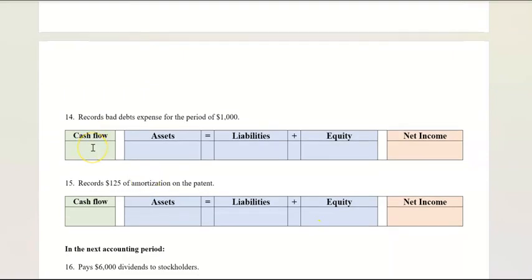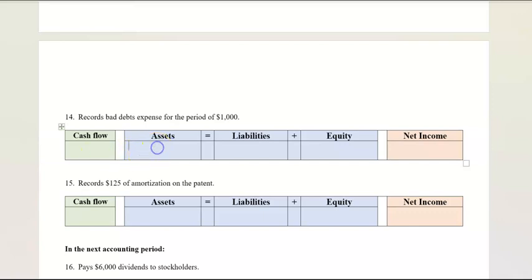14, the company records bad debts expense for the period of $1,000. Remember, bad debts expense, this is a non-cash expense. We're saying some of our receivables will never be collected. If we recorded the sale related to that receivable, let's record the additional expense, the fact that some of those sales will never be collected.